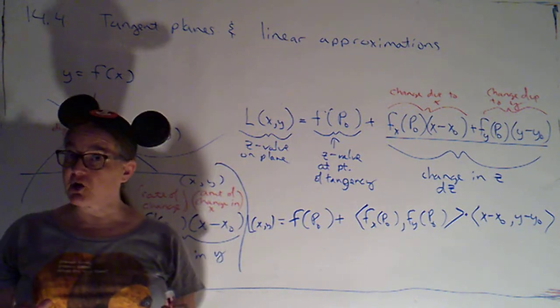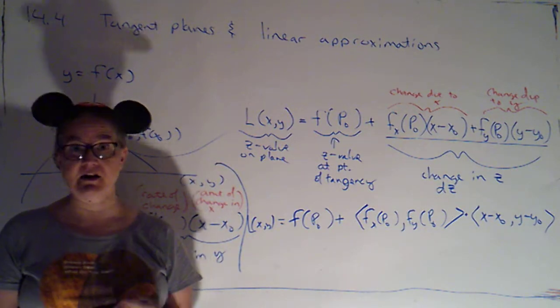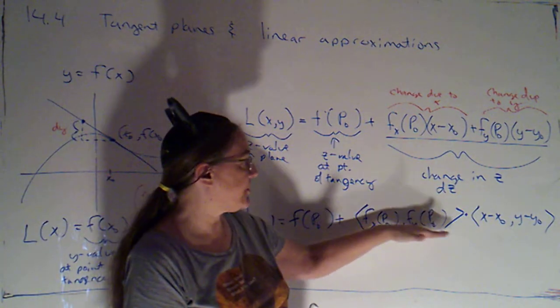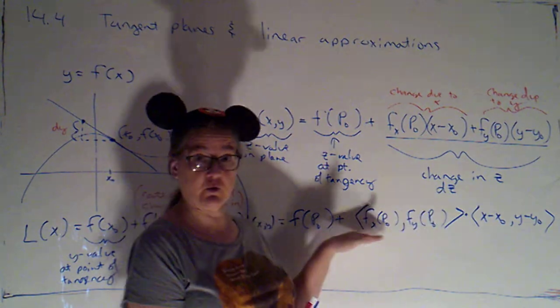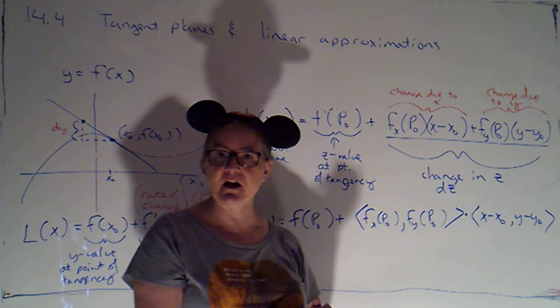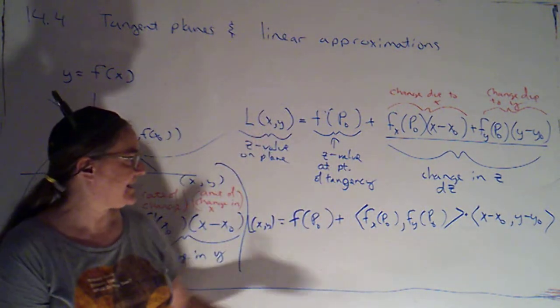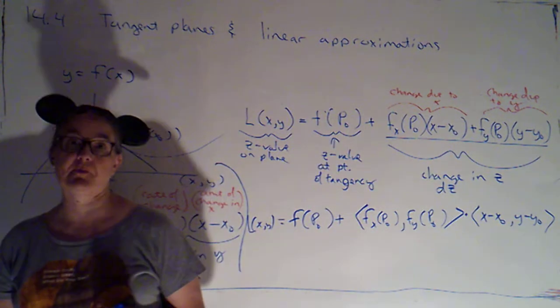But in order to earn the name tangent plane, it's got to be a good linear approximation. And the fact that both partials exist so that I can create this plane isn't sufficient for that. So in the next video, we'll pick up with what is the condition that will guarantee that this is actually a good approximation of things.